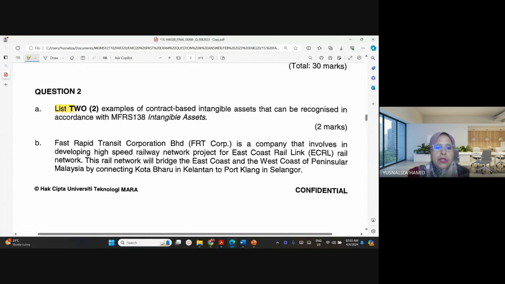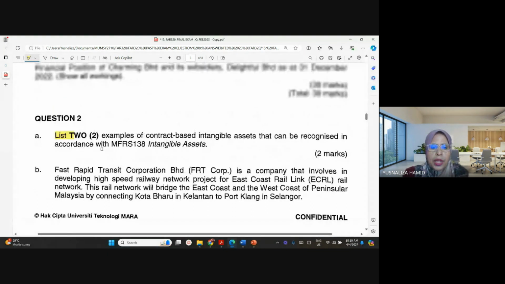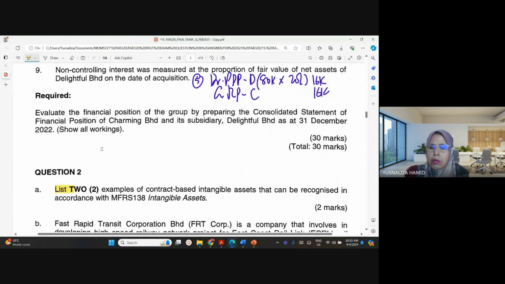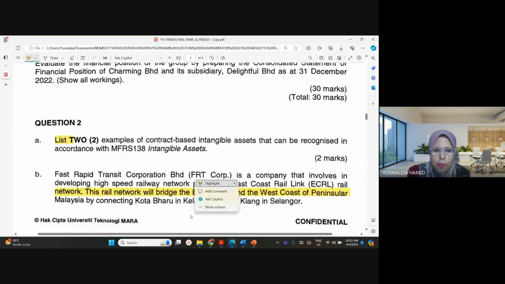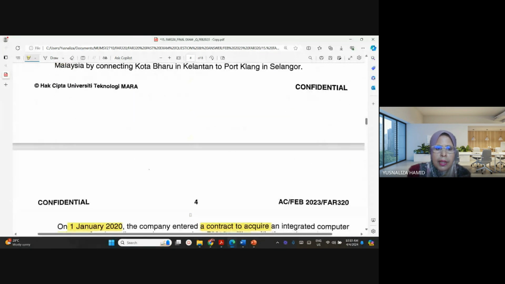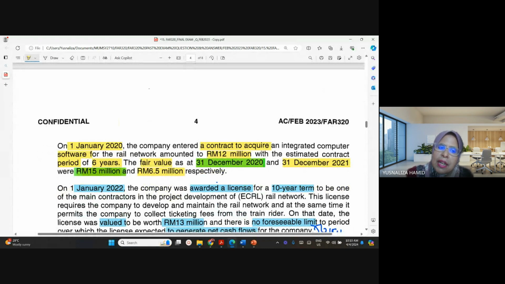So let's look at the second question. You have Fast Rapid Transit Corporation. FRT is a company involved in developing a high-speed railway. You are informed that the rail network will bridge the east coast and the west coast of Peninsular Malaysia. And then you have this information which I have already highlighted in different colours, where the one in yellow is related to one particular type of intangible asset, and the one in blue is another type of intangible asset.